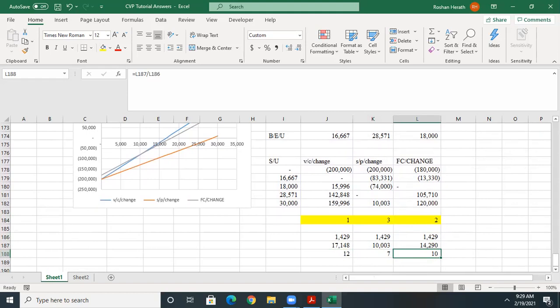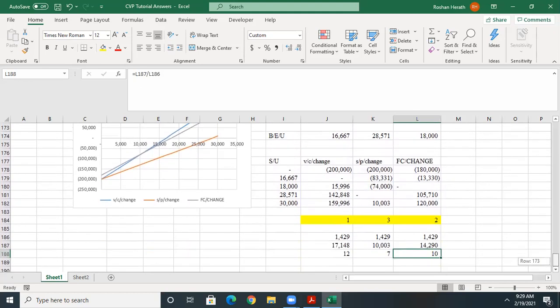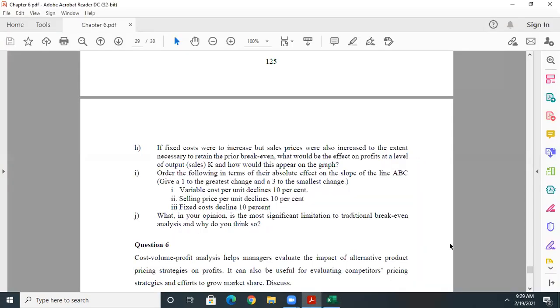So the first one, the variable cost, the other one, the fixed cost, then the sales price, right? So it is now mathematically proven. Good. Then finally it asks, what in your opinion is the most significant limitation to traditional break-even analysis, and why do you think so? Yes, come up with an answer. What is in your opinion the most significant limitation to traditional break-even?